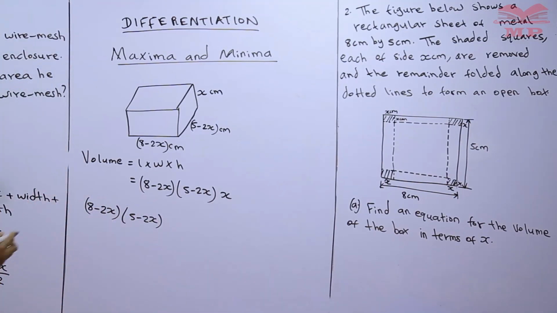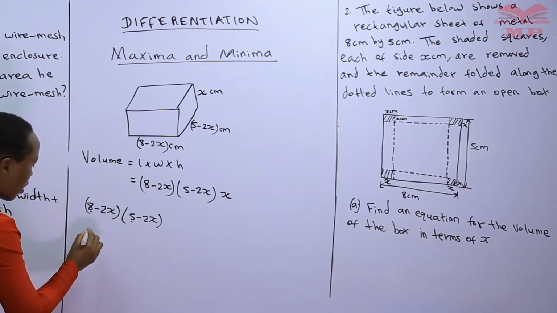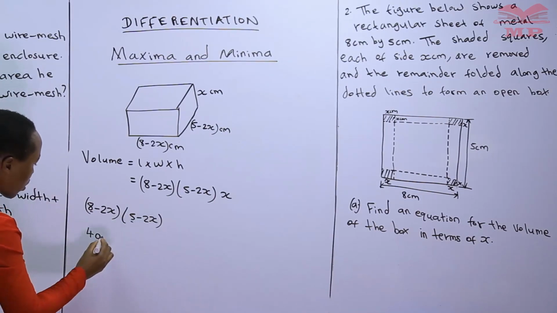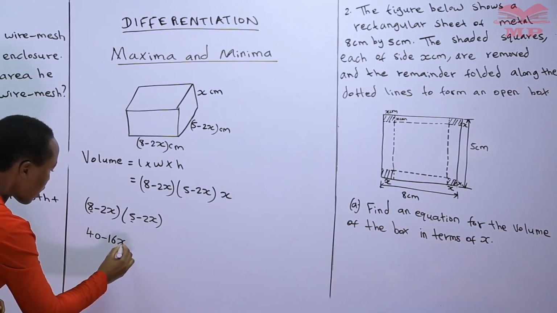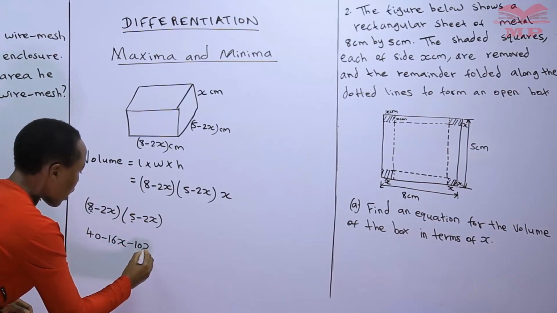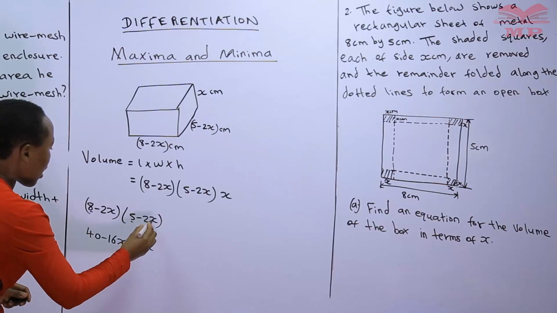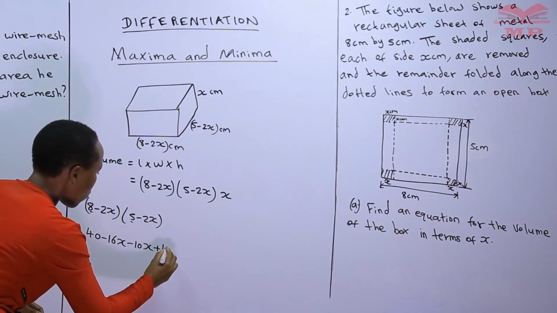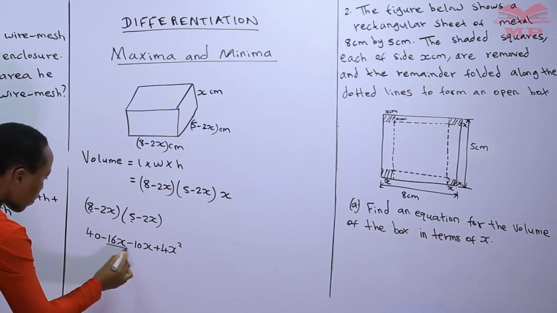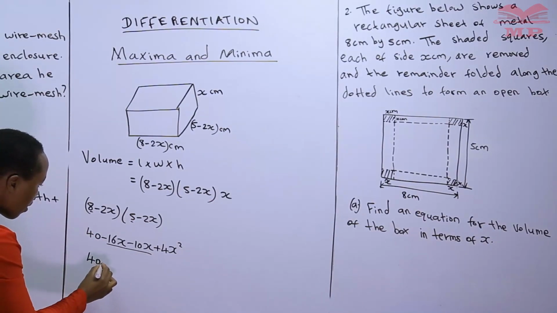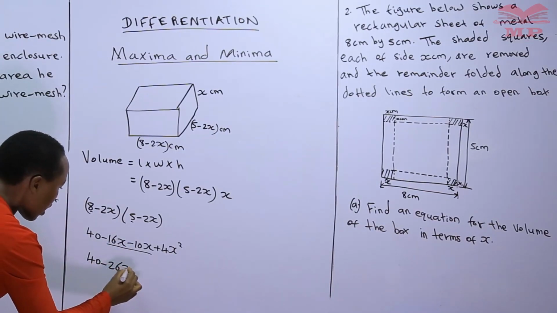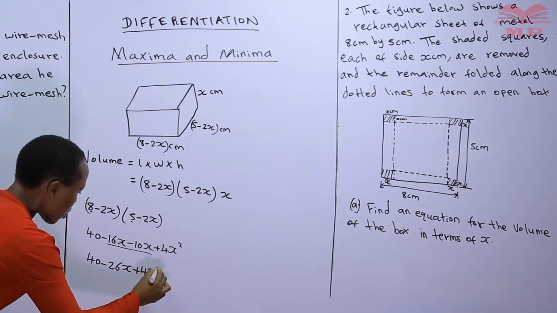In this, we are going to have 8 times 5, that is 40. Then we have 8 times negative 2x, we have negative 16x. Then negative 2x times 5, that is negative 10x. Negative 2x times negative 2x, we have positive 4x squared. These are like terms, so we have 40 minus 16x minus 10x, which gives negative 26x plus 4x squared.